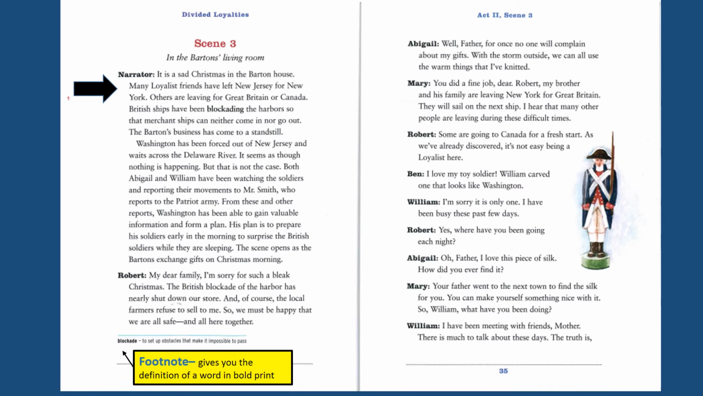The scene opens as the Bartons exchange gifts on Christmas morning. My dear family, I'm sorry for such a bleak Christmas. The British blockade of the harbor has nearly shut down our store, and, of course, the local farmers refuse to sell to me. So we must be happy that we are all safe and all here together.